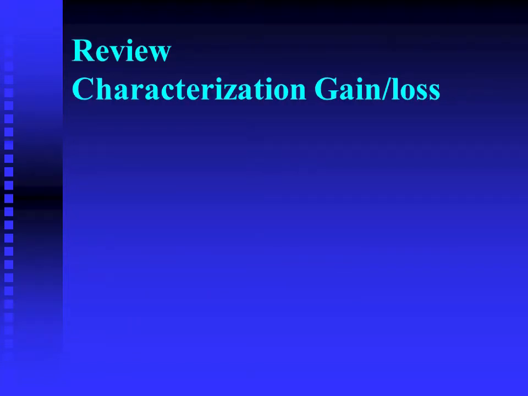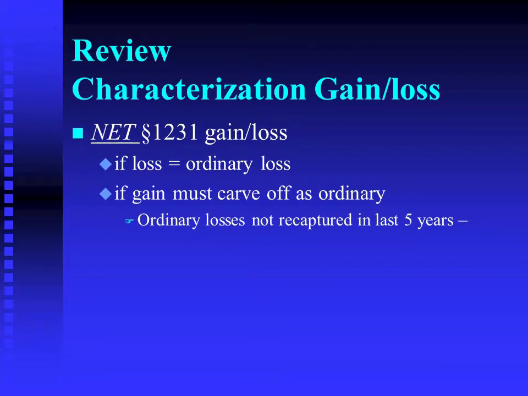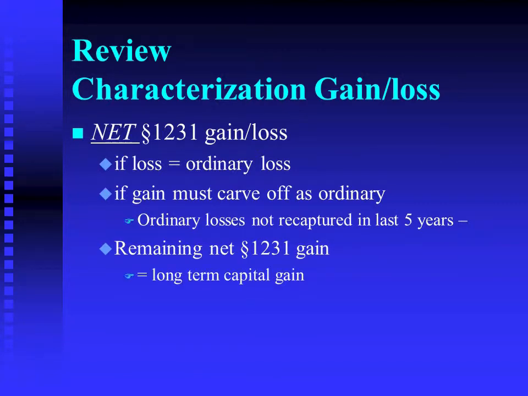Before we start working through a set of problems, just a review of the characterization of gains and losses relating to 1231. All right, a net 1231 gain or loss. If it's a loss, it's ordinary, end of story. You can go home. If it's a gain, you have to recapture, carve off as ordinary income using your 5-year look-back rule. Any remaining net 1231 gain is a long-term capital gain.